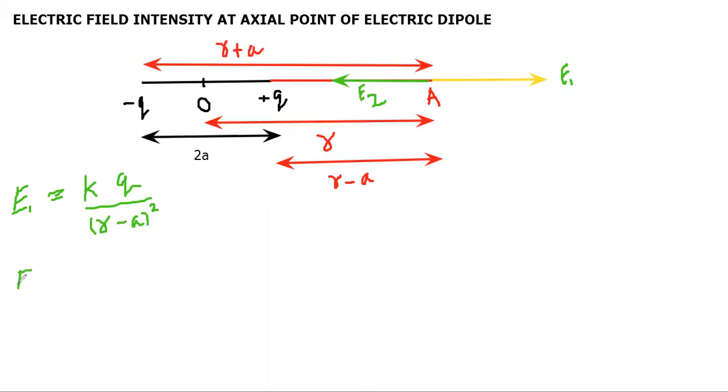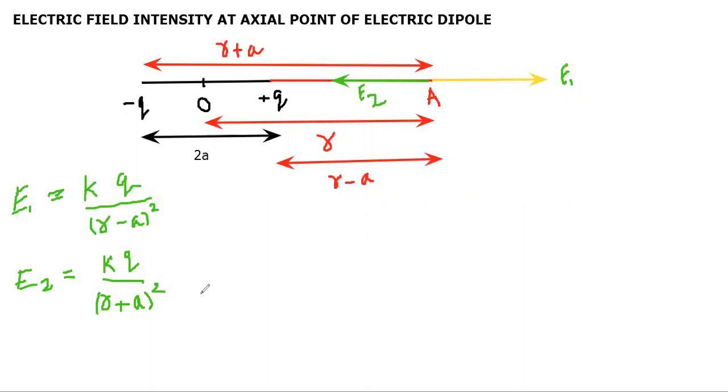Similarly, E2 would be equal to kq, and distance is r plus a whole square. So the first step in this derivation is to give directions to electric field intensity, and then we have to find electric field intensity E1 and E2 by using the formula.